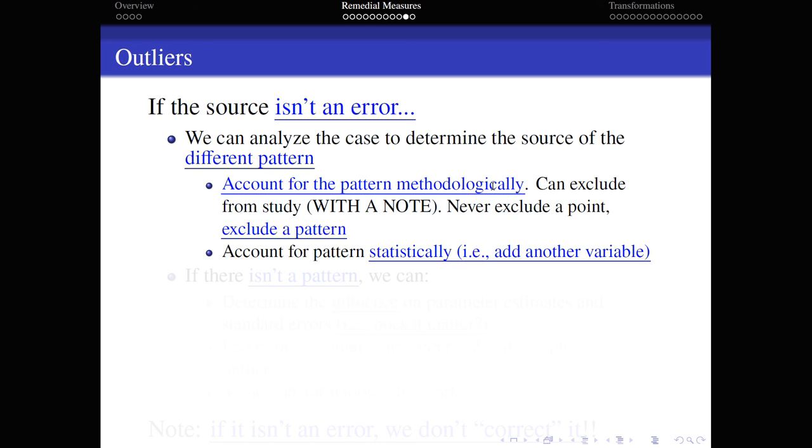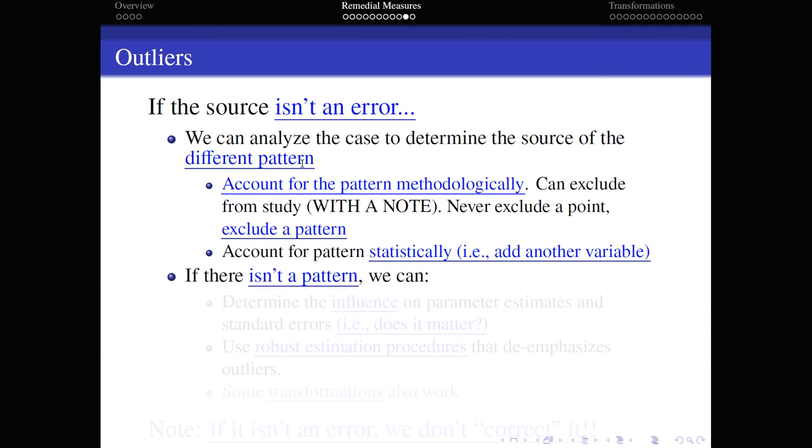Now, we just talked about exclusion methodologically. You can also include statistically. So what we could do, recall my football player example, is that we could add another variable to account for the sex of the individual who's playing. So we could say, okay, we've got a variable that says male and female, and so we account for that new pattern statistically. And again, this works when we can identify the pattern. So we have to be able to identify what separates this person who weighs 120 pounds. And if we can't find that, we can't account for it statistically, of course. But if we can identify that, we can include statistical variables that account for it.